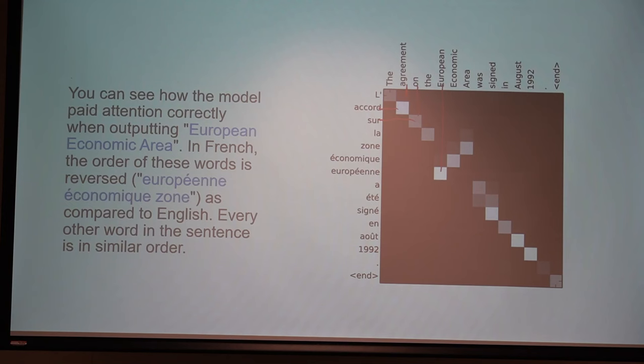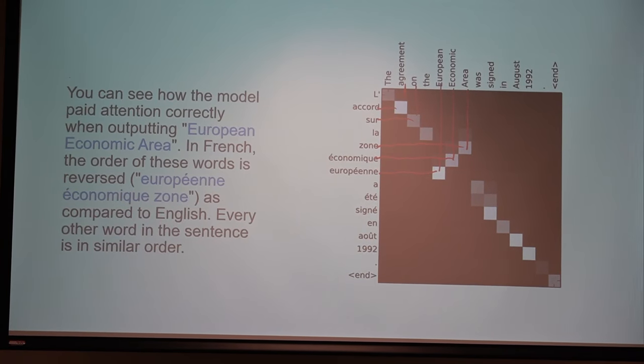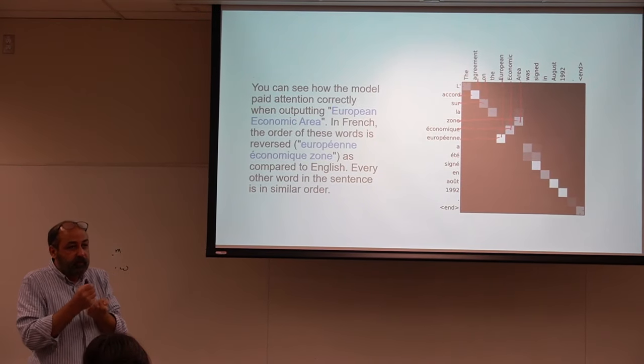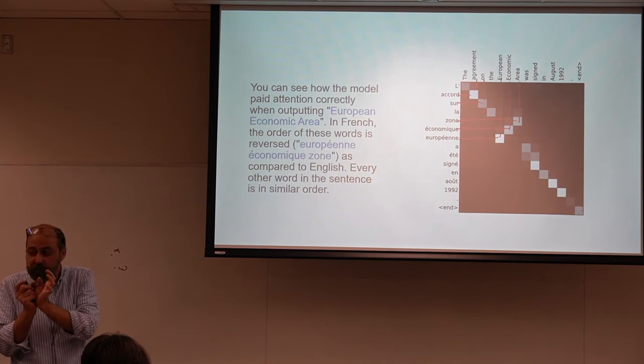European has been aligned to this word, and economy to this word, and area to this one. So basically, in English, if you say European economic area, if you want to say it in French, you have to reverse the order of words, right? So the attention here is not on a diagonal of the matrix, the order has been reversed. So it basically does what we wanted it to do, right? To find the part of the sentence or part of the sequence that it needs to attend to.